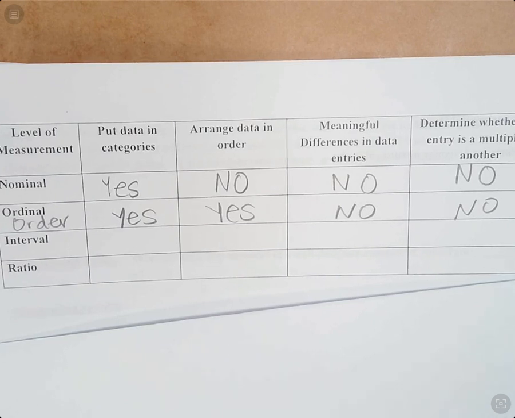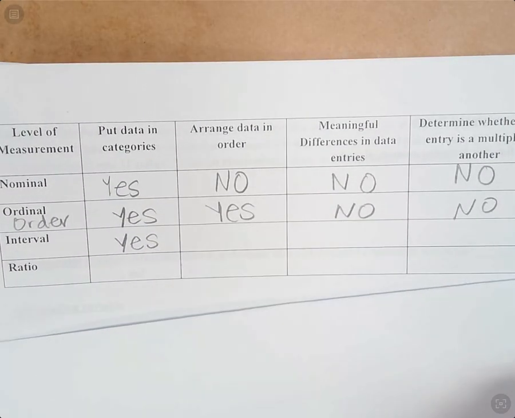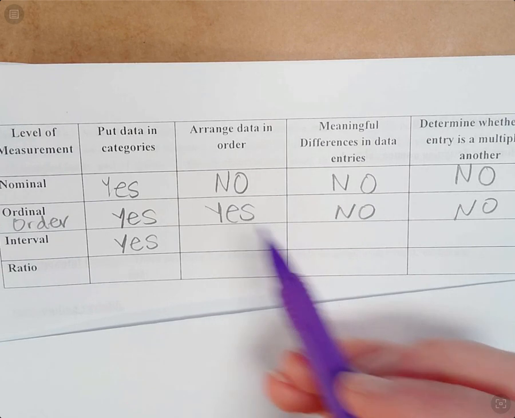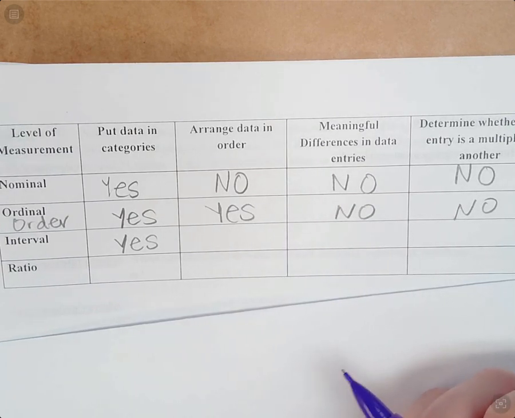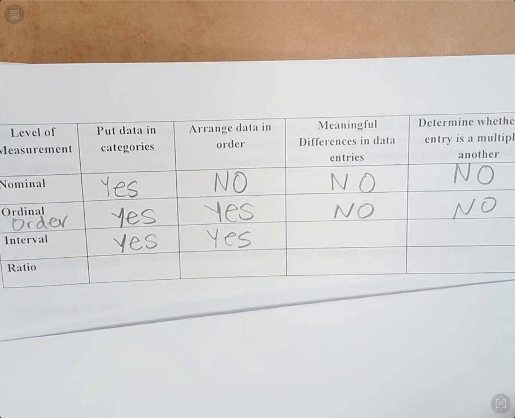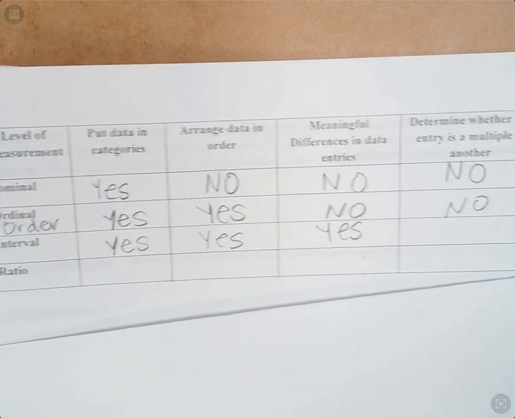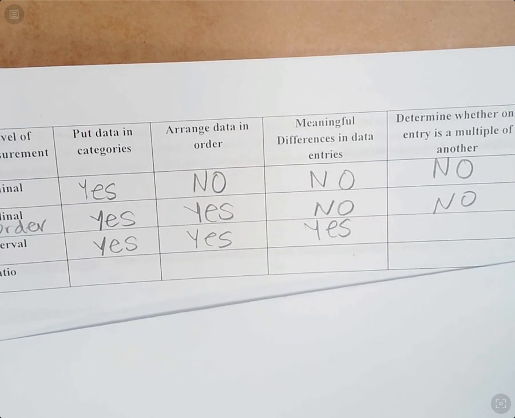Okay, what about interval? You put the data in categories. Arrange it in order for interval. Are there meaningful differences in the entries? For ordinal it wasn't, but for interval it was, so this is a yes. Determine if one is a multiple of the other. You're comparing them. For interval, you're not comparing them. So this would be a no.